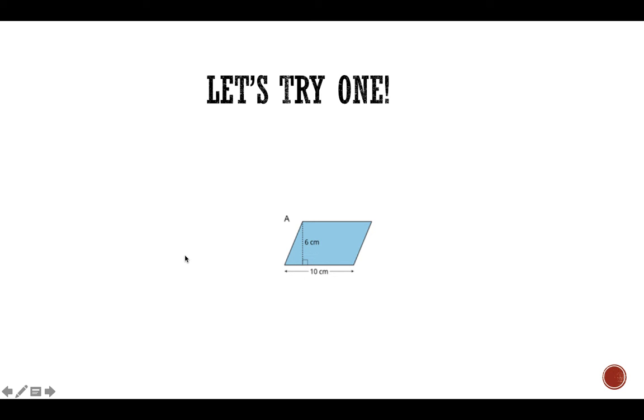My question is, we use 10 as our base in the formula, and we said 6 was our height. Would the answer be different if 6 was our base and we said 10 was our height? No, 6 times 10 is the same as 10 times 6. We get the same exact answer. So whether you choose 6 as your base or as your height doesn't necessarily matter. You'll get the same answer regardless.